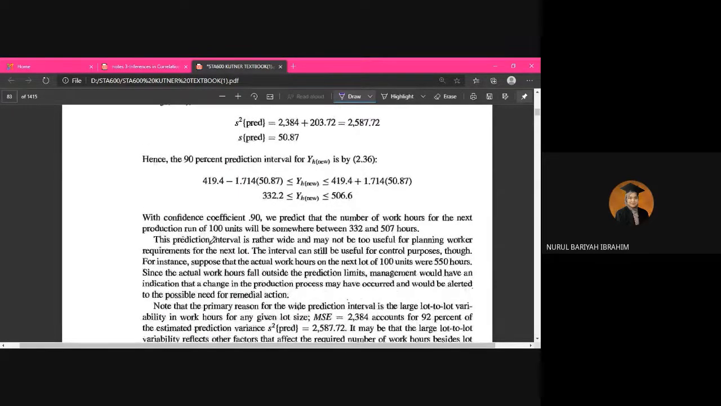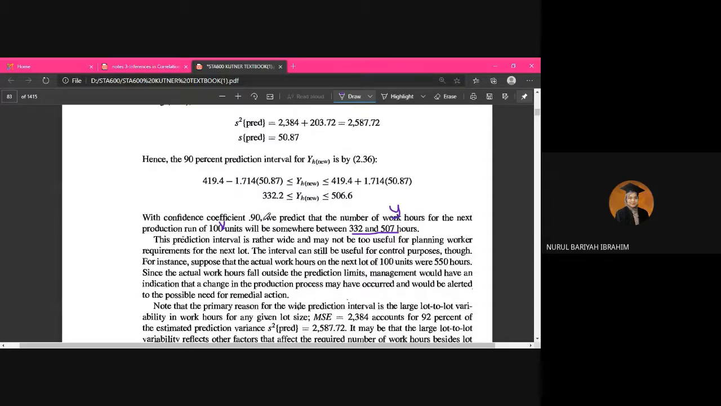What we can interpret here, with confidence coefficient of 0.90, or we are 90% confident, is that when we predict the number of work hours, which is y, for the next production run of 100 units, xh earlier, it will be somewhere between 332 and 507 hours. So we can predict that the work hours will be between these two values when we produce 100 units.